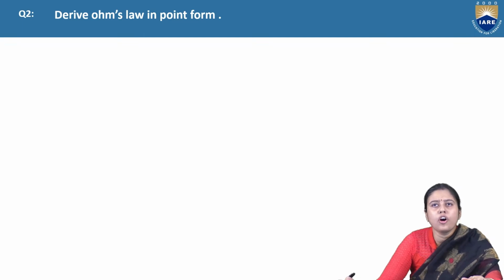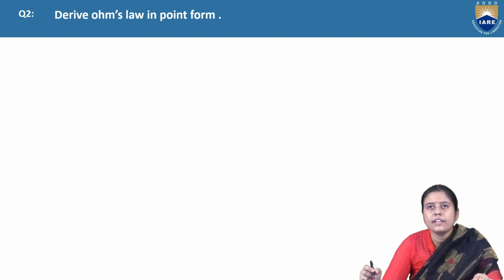Derive Ohm's law in point form. Already we know Ohm's law. What is Ohm's law? When temperature, pressure and other physical conditions remain constant, the current flowing through any conducting medium is directly proportional to the voltage applied.